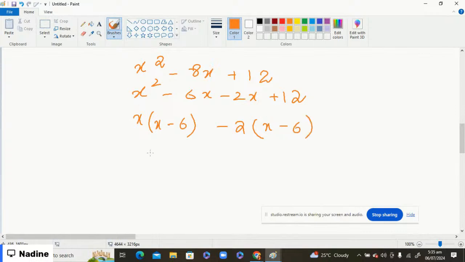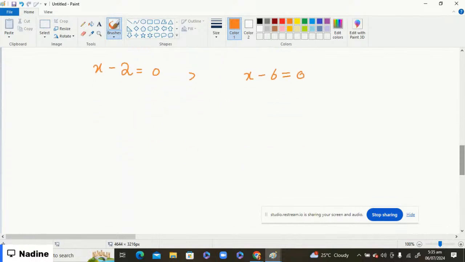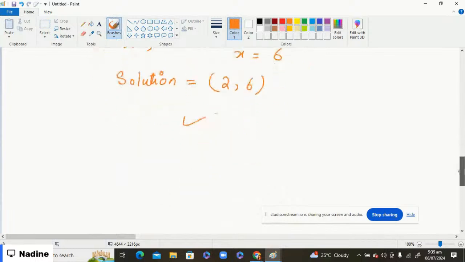So what are the factors? x minus 2 and x minus 6, separately equal to 0. x minus 2 equals 0, x minus 6 equals 0. When you solve, this is 2 and this is 6. So what is your solution? You write your solution like this, 2 and 6. This is the solution set of that question. Hope you understand the method.